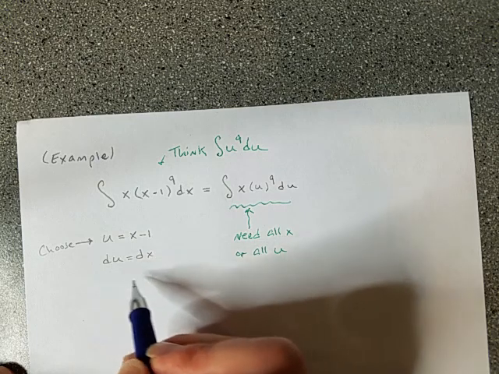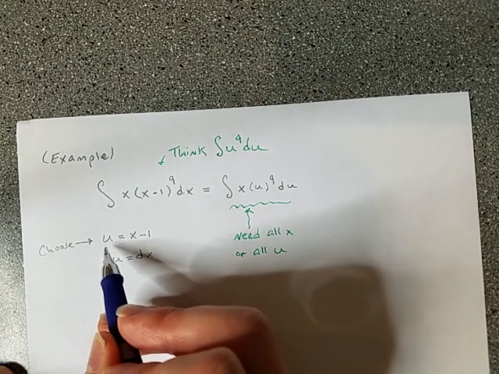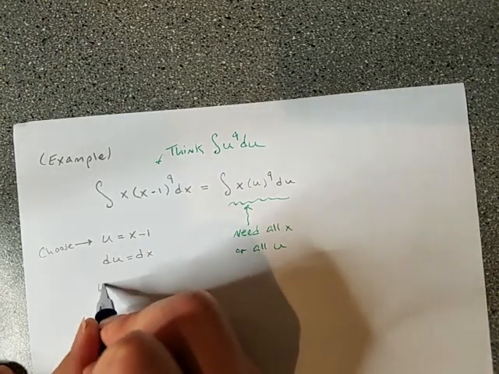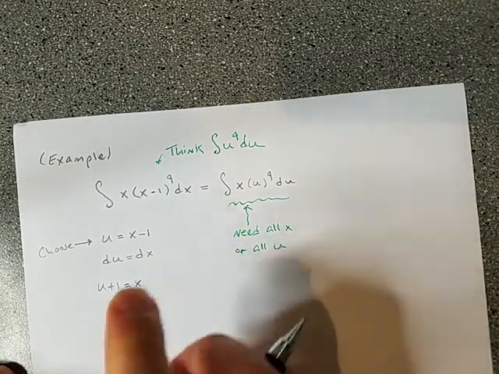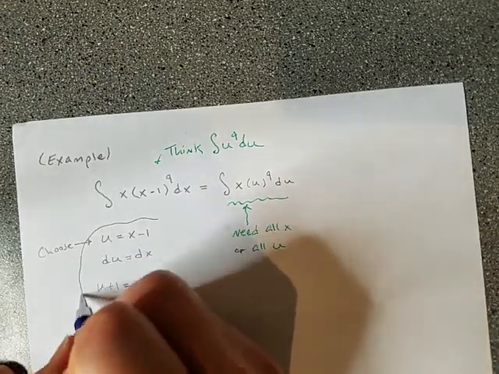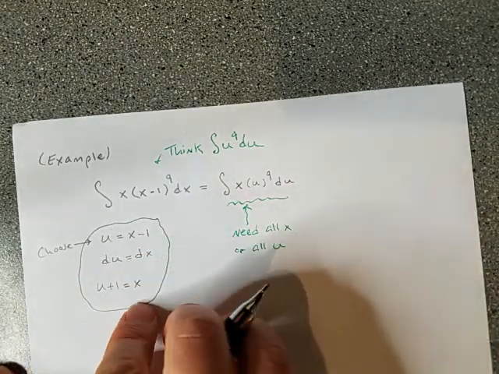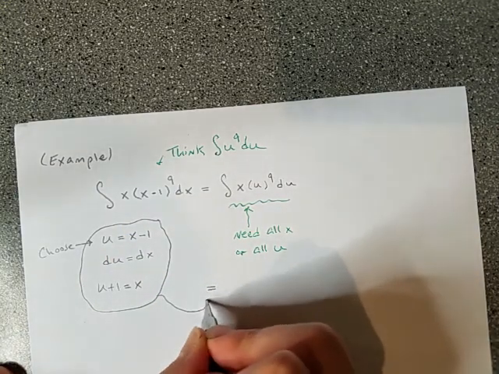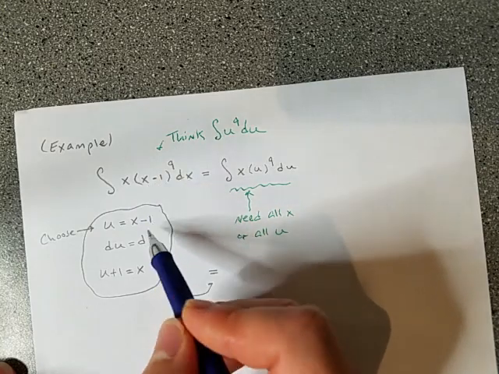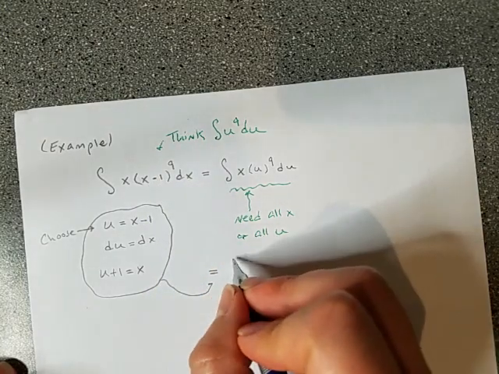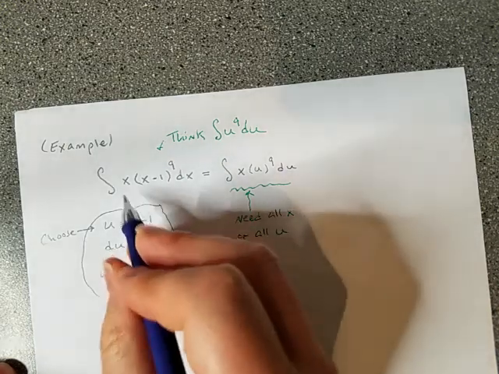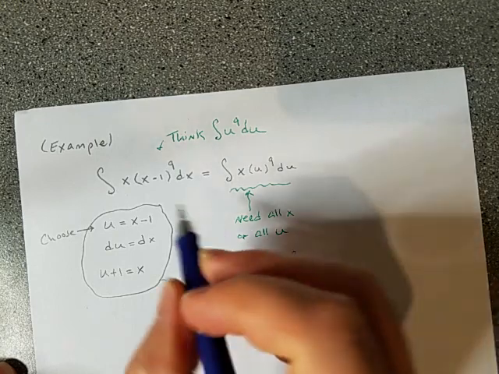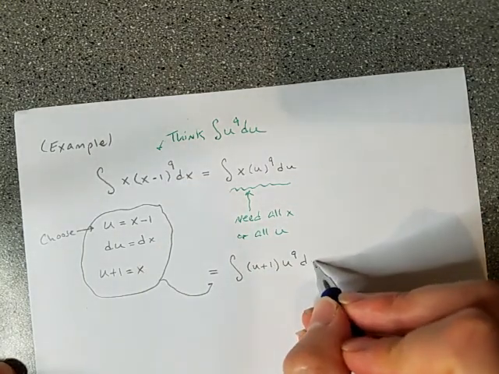Well, I could treat these like algebraic equations. If I let u be x minus 1, I could add 1 to both sides of this, and u plus 1 would be x. So yes, it takes all three of these to get that to work. Here's what I'll get. x minus 1, that's u. I get u to the 9th power. x is u plus 1. And then dx is equal to du.